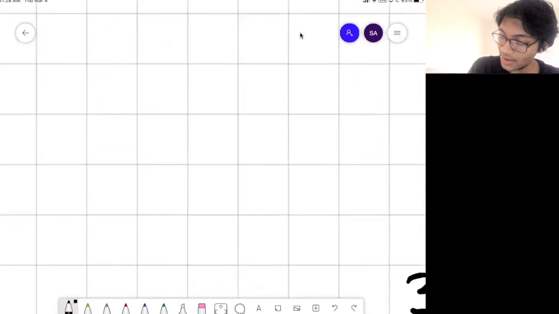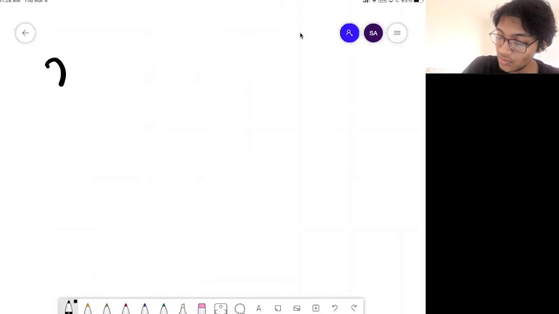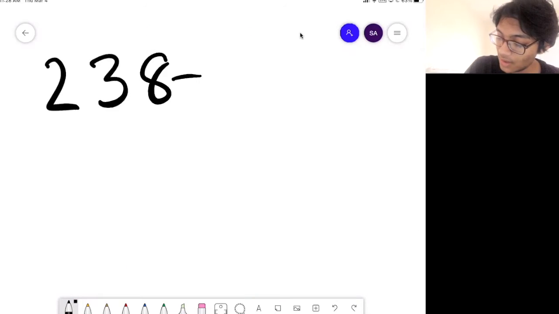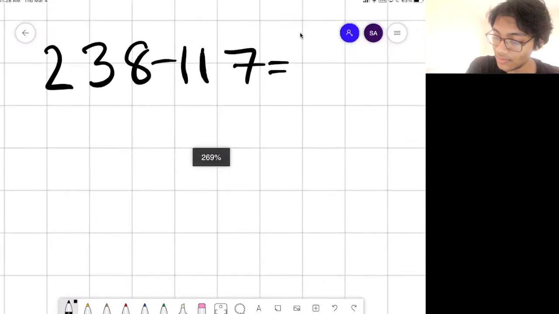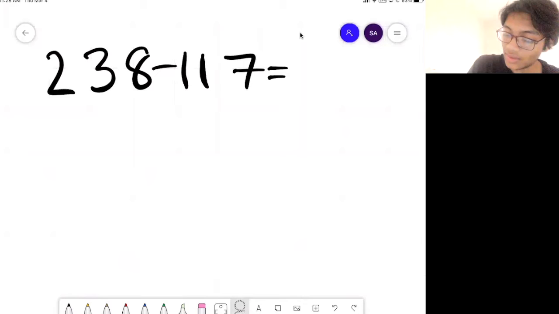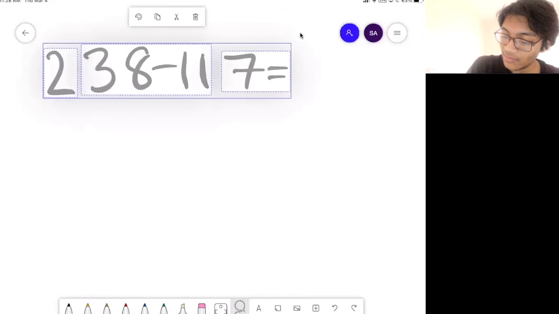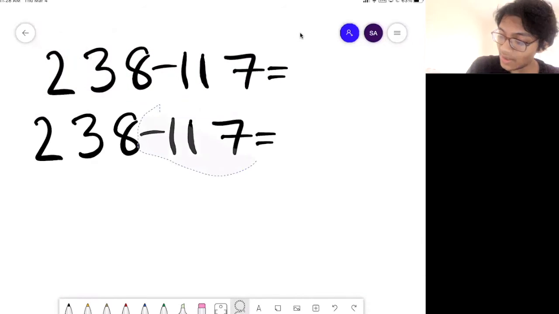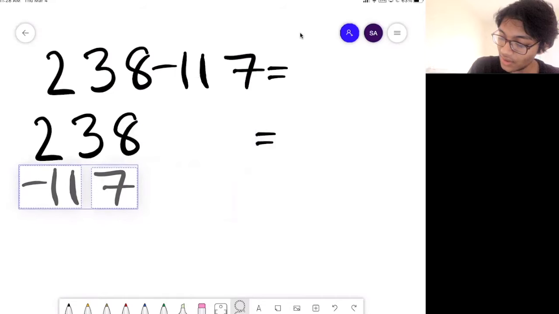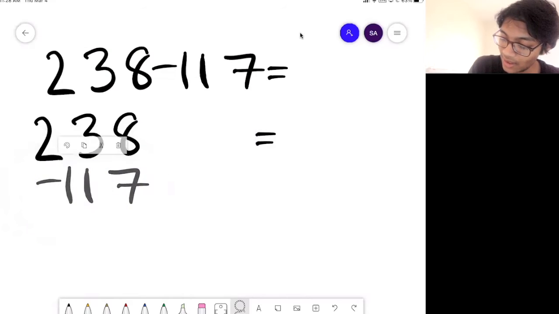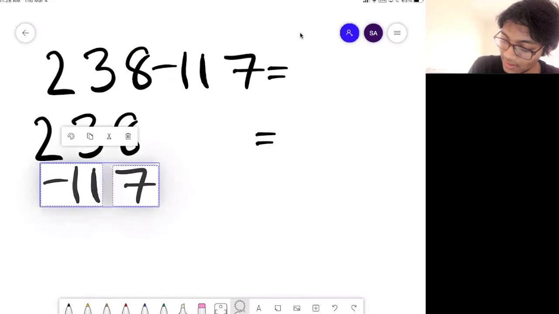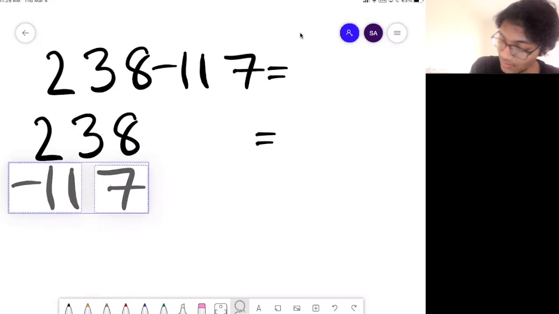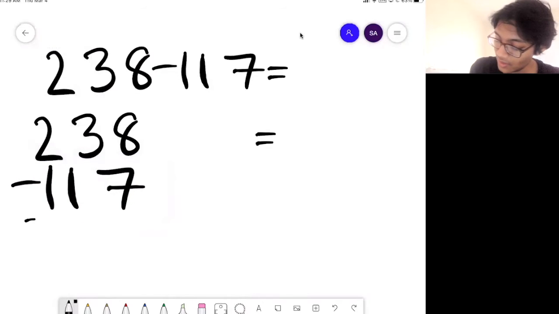Okay, so let's say I have 238 minus 117. So what is this going to equal? Well, to answer that question, I have to copy this, put it right here, put the minus 117 under the 238, make sure it's big enough so that I have space. Okay, so there we go. Now I'm just going to put the bar, erase anything I don't need.